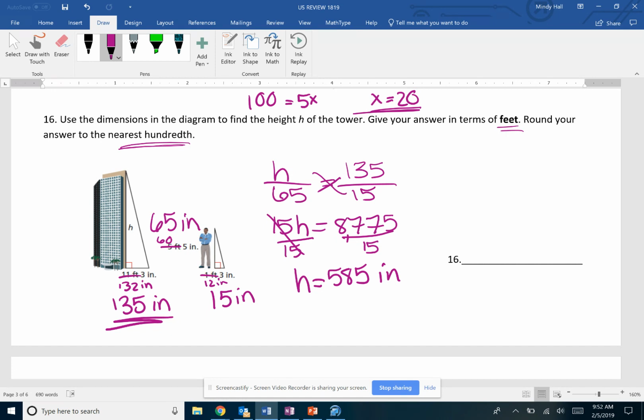So when you divide by 12, you get 48.75 feet. And since they wanted the nearest hundredth, you don't even have to put any inches. It's just 48.75 feet. Now, if it does not specify to the nearest hundredth, then write it as feet and inches. So that would be 48 feet, 9 inches.